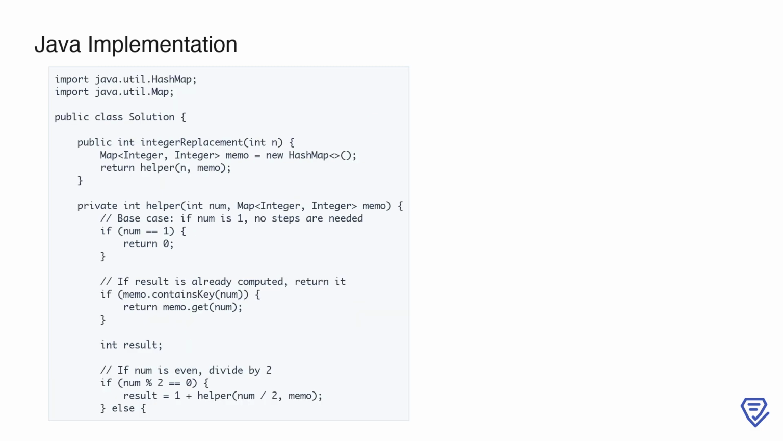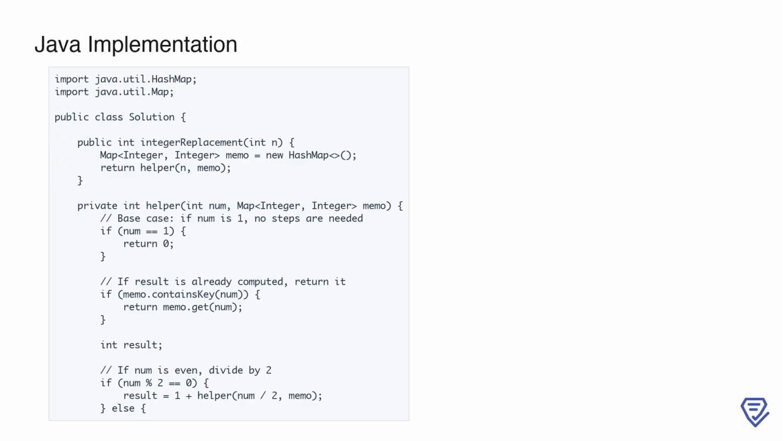Here, we begin with the Java implementation of the integer replacement problem. First, we import the necessary classes, such as HashMap and Map, which will be used for memoization. Next, we define our solution class and the main function, integerReplacement. This function takes an integer n as input and initializes a HashMap to store previously computed results for optimization. We then call a helper function, passing the number n and the memoization map. Inside the helper function, we start with the base case. If the number is 1, we return 0, as no steps are required to reduce it further.